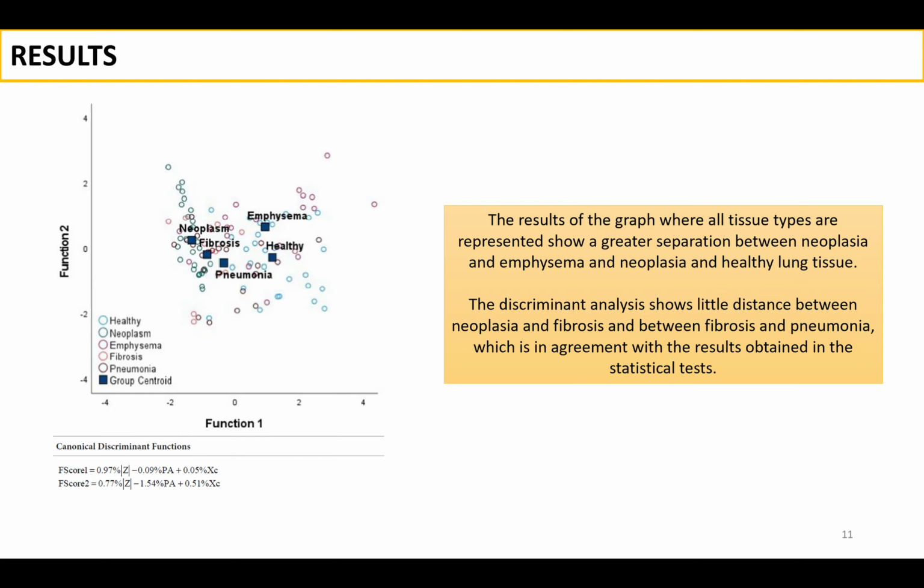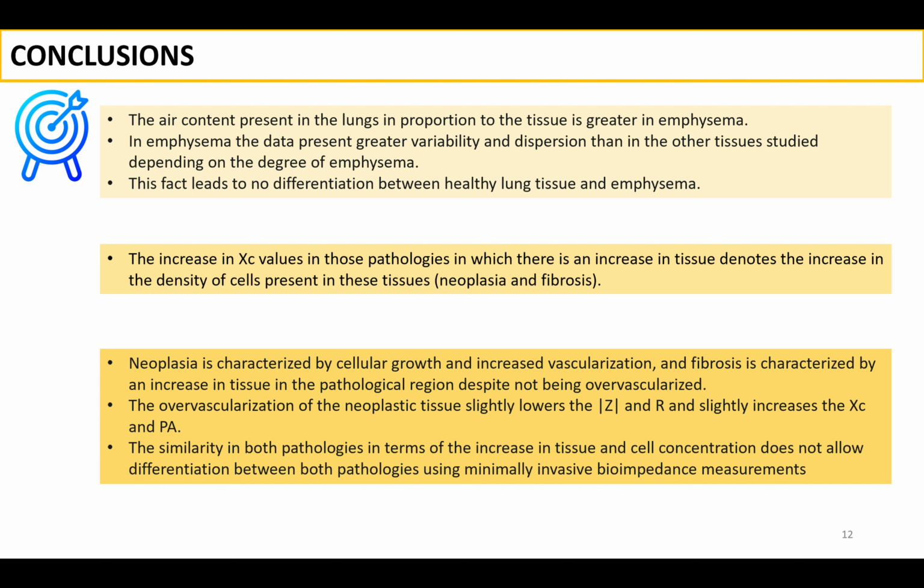Moreover, linear discriminant analysis is in line with the statistical tests of ANOVA and Kruskal-Wallis and the respective box plots. It shows little separation between pairs of tissues that were not different in terms of statistical significance. As a conclusion, we can say that the variability due to the increase of air content in emphysema leads to no differentiation between emphysema and healthy lung tissue.